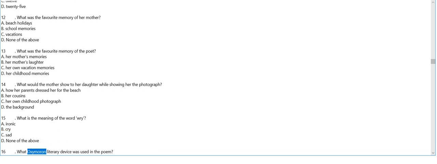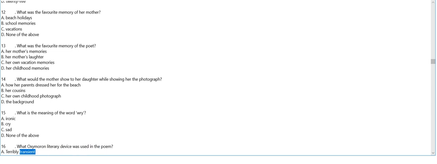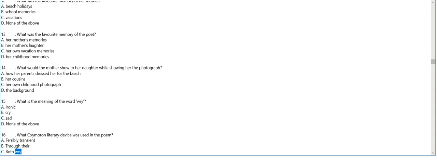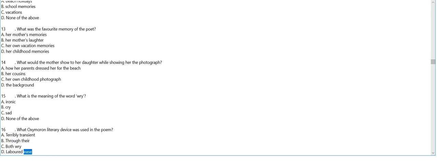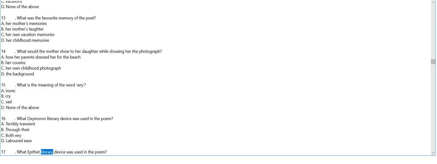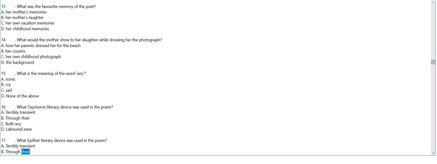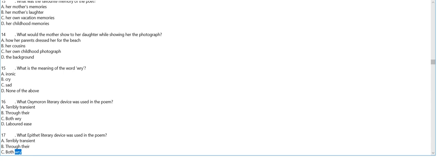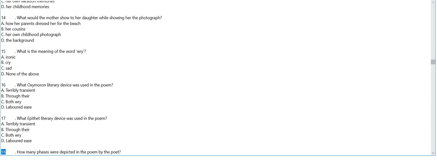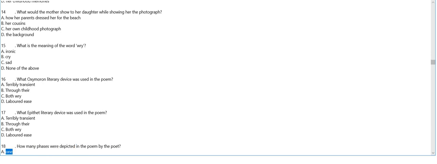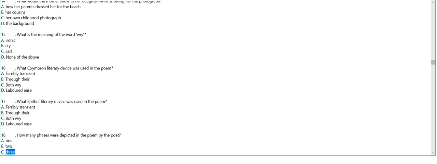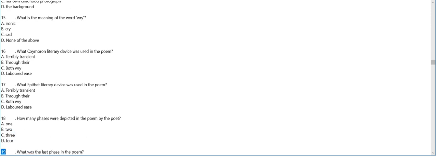16. What oxymoron literary device was used in the poem? A. Terribly transient. B. Through there. C. Both wry. D. Labour at ease. 17. What epithet literary device was used in the poem? A. Terribly transient. B. Through there. C. Both wry. D. Labour at ease. 18. How many phases were depicted in the poem by the poet? A. 1. B. 2. C. 3. D. 4.